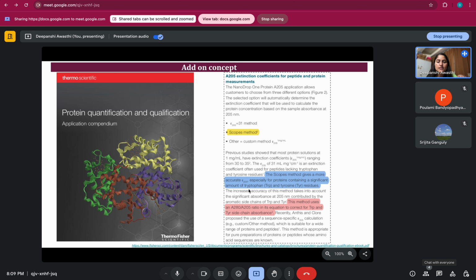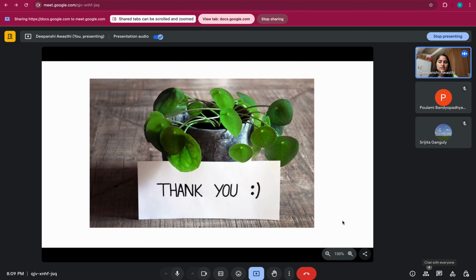which are aromatic in nature, which have a benzene ring kind of structure, so they only absorb at this wavelength. So whenever you are calculating the absorbance by using the Scopes method, you take the ratio of both absorbances at 280 and 205 in the equation to correct for the tryptophan and tyrosine side chain absorbance. So I hope it might help you, and I have also provided the link. If you want to go through this compendium, you can go through it to get more details.